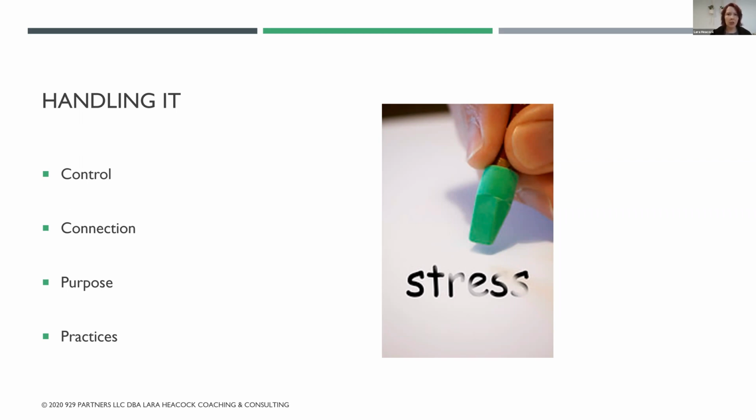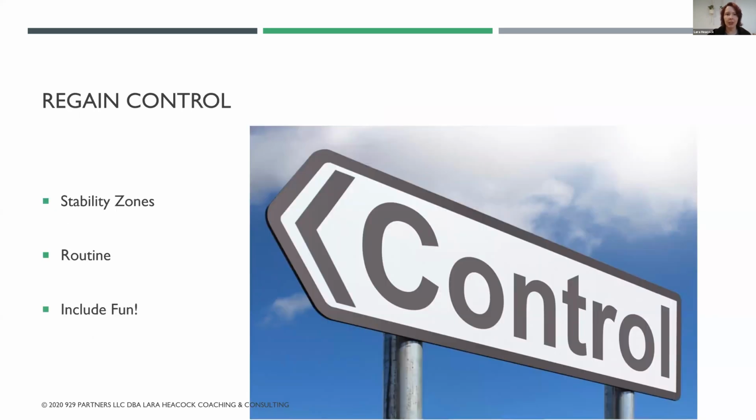We want to regain control where we can. We want to maintain connection. We want to find purpose in our work, and we want to establish personal practices. So these are the 4 categories. Don't worry about taking notes. There's a PDF that Margaret's going to give to everybody at the end that has some more information for you to take with you, because I know personally, especially when I'm stressed, memory is the first thing to go, and I want you to have a resource to go to when you need it most. So let's start with regaining control. 3 big things around regaining control.